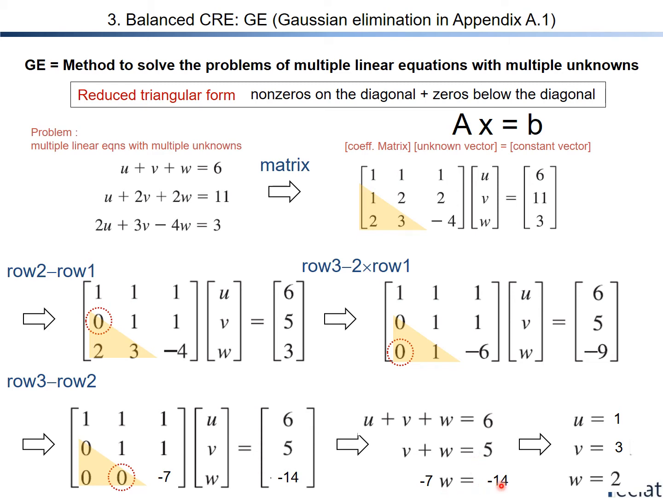Let's start from the last one. So w is 2, and then input 2 into the w. So v is 3, and then input 2 for w, 3 for v, and then finally you can easily obtain the value of u is equal to 1. This is the Gaussian elimination method to solve the problems of multiple linear equations with multiple unknowns systematically.